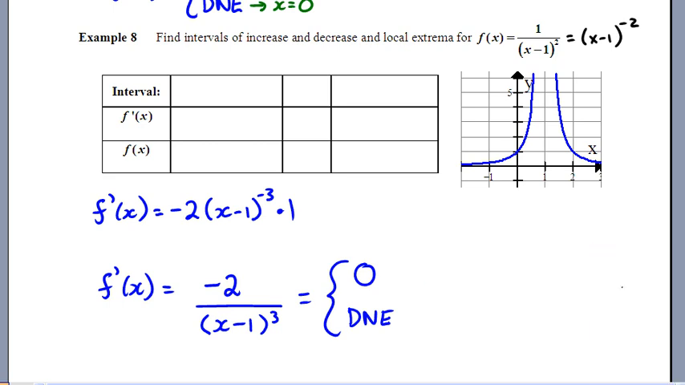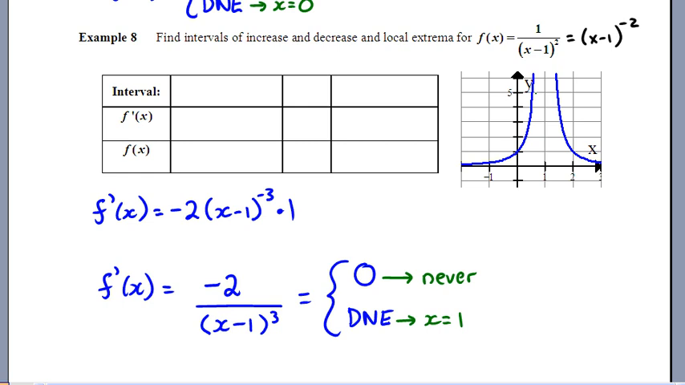And the answer is, well, you can't make it 0. There's no way you can make that fraction equal to 0 because that top is busy being -2, so that's a full-on never. And sure enough, the graph is never flat. And the bottom being 0, yeah, that could be done at x is equal to 1. So the graph's going to have an issue there. Turns out there isn't actually a critical point there because the graph doesn't even exist there.